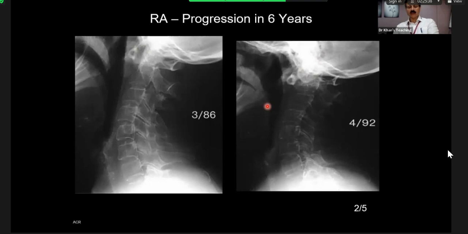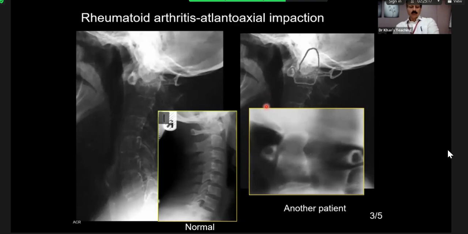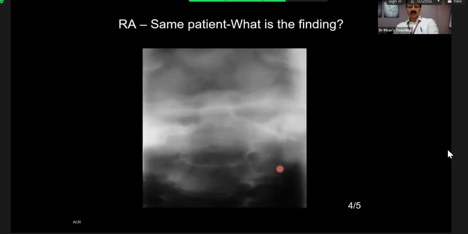Possibly the laxity of ligaments and the weight of the head led to the downward migration of the head over the spine, and possibly some osteopenia, and maybe some osteolysis also of the dens. Okay. So if you see here, this is another patient. This is a tomogram, an old tomogram, where you can see that the dens has gone into the foramen magnum. So what is the concept behind it?